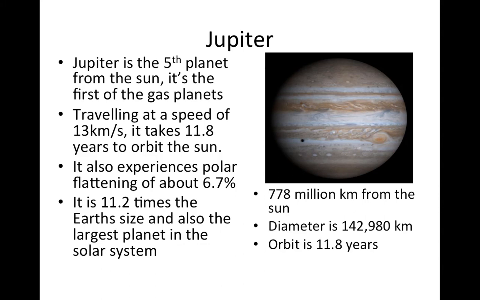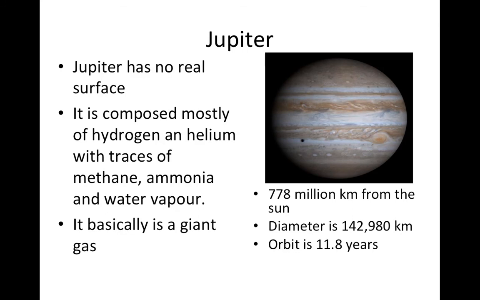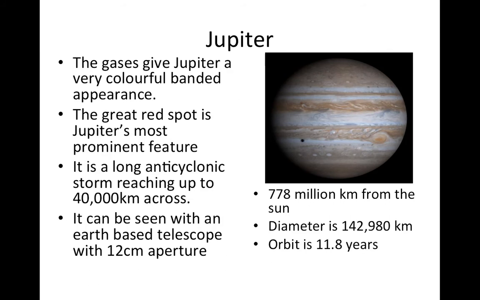Now, Jupiter, being one of the gas planets, has no real surface, so it's basically composed of hydrogen and helium, with traces of methane, ammonia, and water vapor. It's basically the first of the gas giants, as we mentioned. The gases give Jupiter a very colorful banded appearance, as you can see from the image on the right. Jupiter has the Great Red Spot, which is probably its most prominent feature.